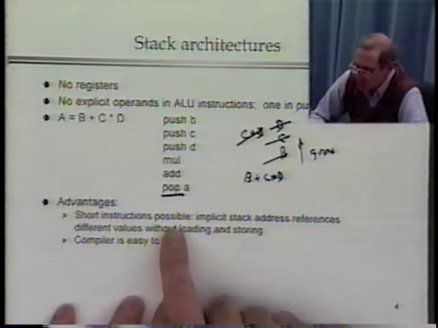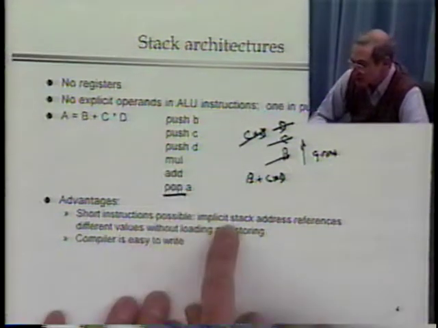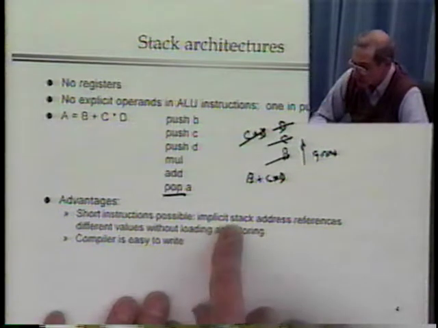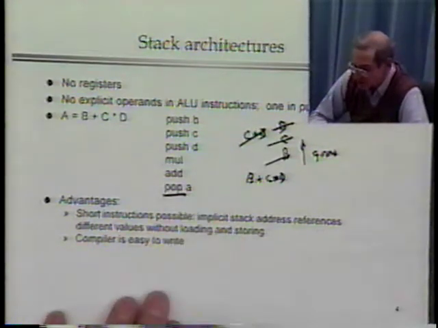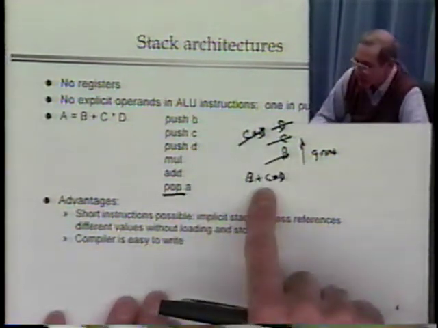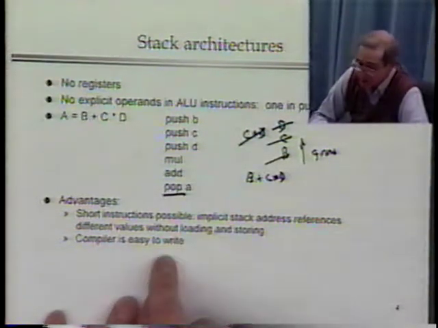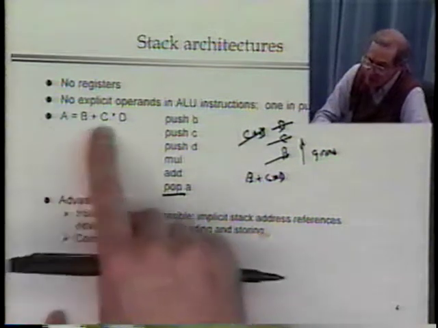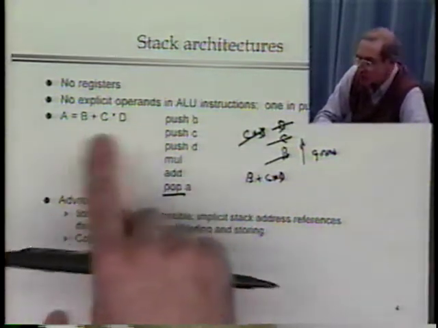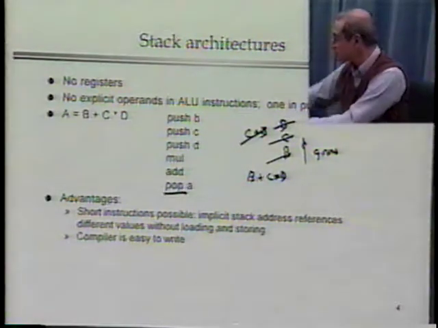What are the advantages here? Well, very short instructions are possible, at least some of them. The ALU operations have implicit stack addresses and no explicit memory addresses. So you wind up getting the effect of having multiple registers without either having to name the registers or having to load them from memory. The compiler is easy to write. The technology for taking an arbitrary operator precedence expression and turning it into reverse Polish is pretty trivial. So that's the good part.